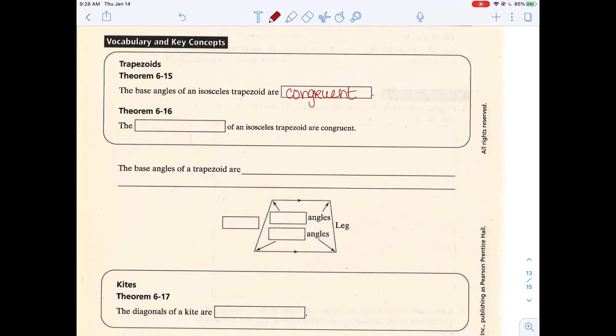Theorem 6.16 says the diagonals of an isosceles trapezoid are congruent. The base angles of the trapezoid are the two angles that share the base of the trapezoid.